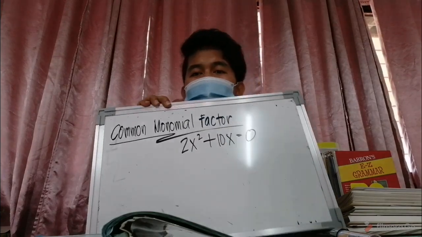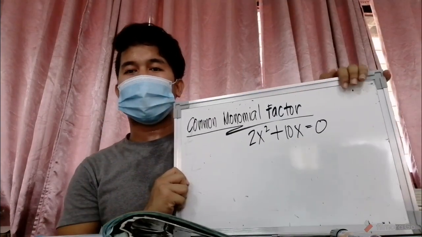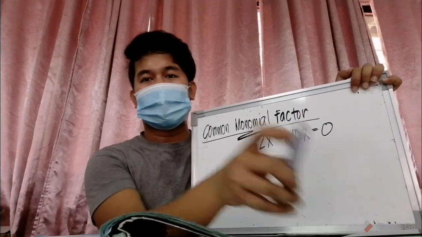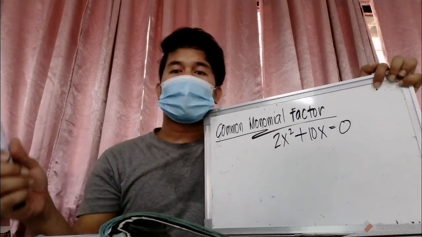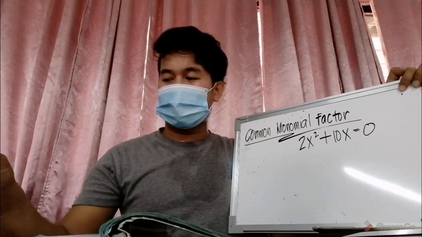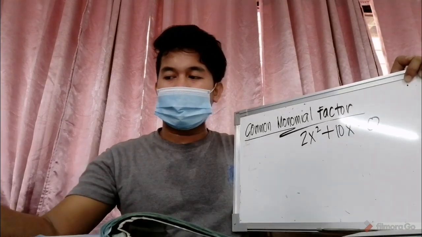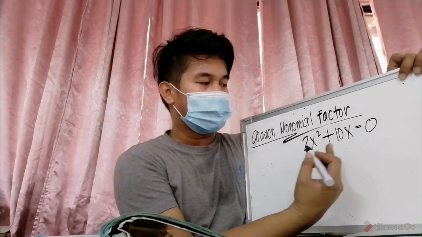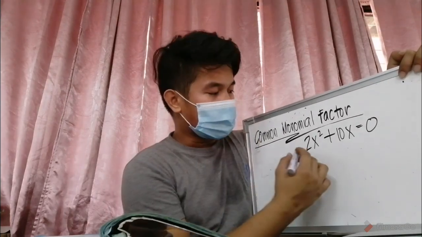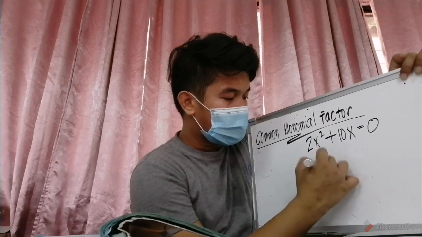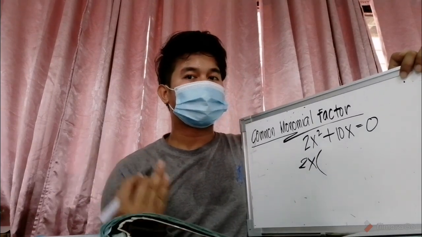Let us talk first about the common monomial factor. As you can see, our quadratic equation here is in the form ax squared plus bx equals 0. So what are we going to do? To factor this kind of equation, of course, kailangan nating humanap ng common monomial sa kanilang dalawa. We have the 2x squared and the 10x. And as you can see, ang common nila ay 2x. So ilabas natin ngayon yung 2x. And ano ba yung matitira sa 2x squared plus 10x?